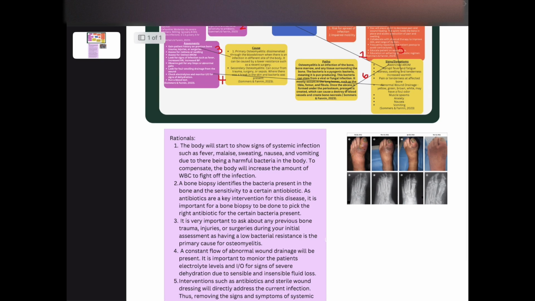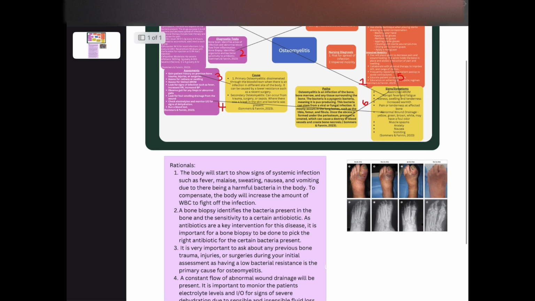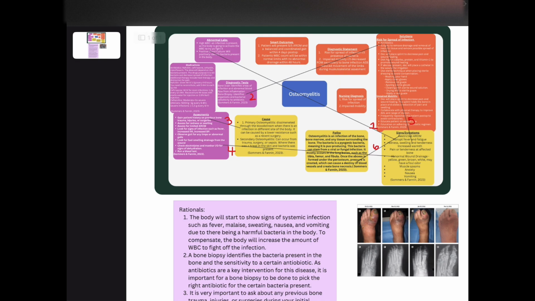Okay, so, excuse me, some rationales. So for number one, I did connect the high white blood cell count from the abnormal labs and the abrupt fever and fatigue. And I did put that the body will start to show signs of systemic infection, such as fever, malaise, sweating, nausea, and vomiting, due to there being a harmful bacteria in the body. To compensate, the body will increase the amount of white blood cells to fight off the infection.